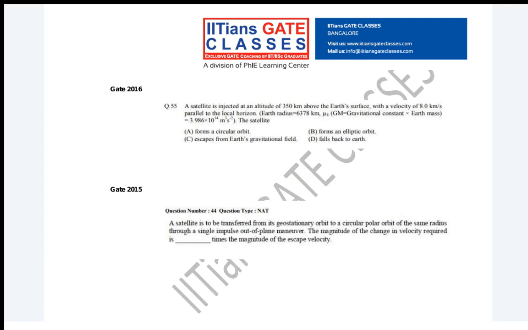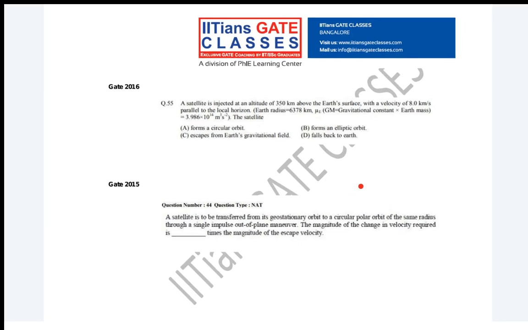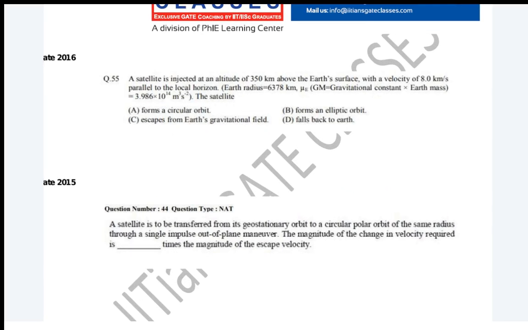Next question, this is another good question, and this kind of question is also asked. So read the question, what it says. A satellite is injected at an altitude of 350 kilometers above the Earth's surface with a velocity of 8 kilometers per second parallel to the local horizon. Earth radius is given, gravitational parameter is given. So the satellite will have what kind of path? See, the velocity they already told, with this velocity it is injected.